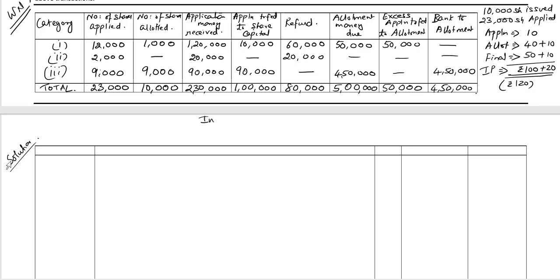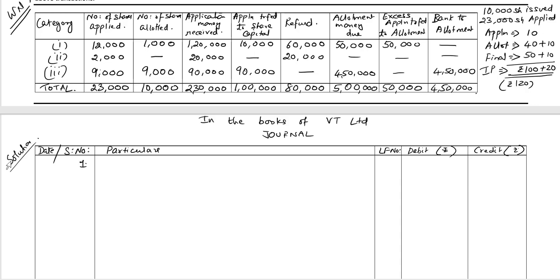In the books of VT Limited, journal, we have date/serial number, particulars, LF number, debit rupees, and credit rupees.